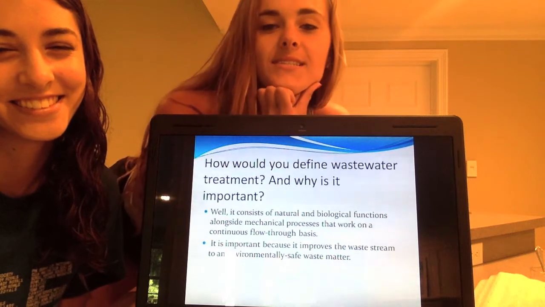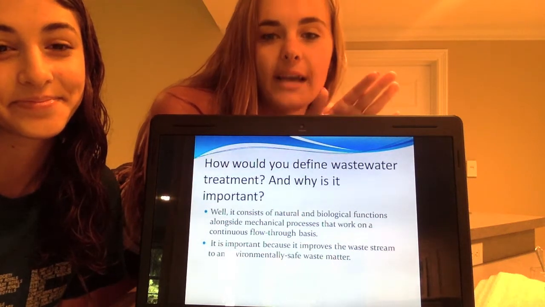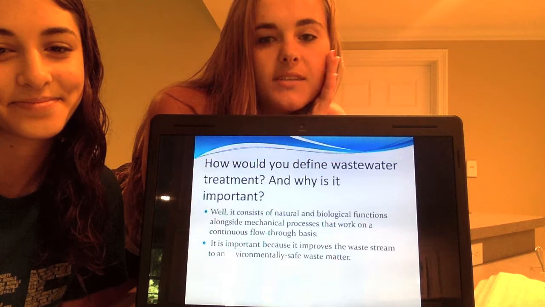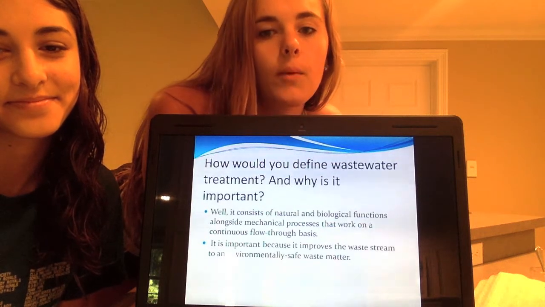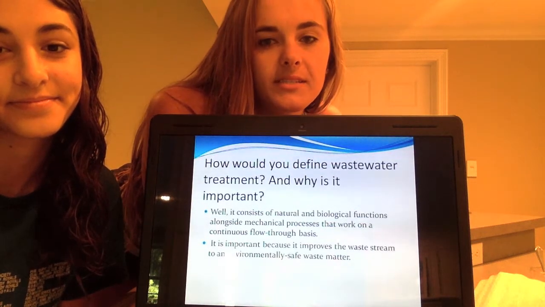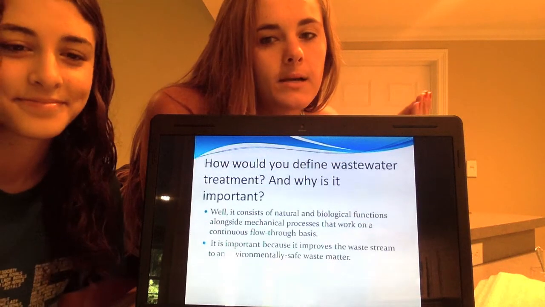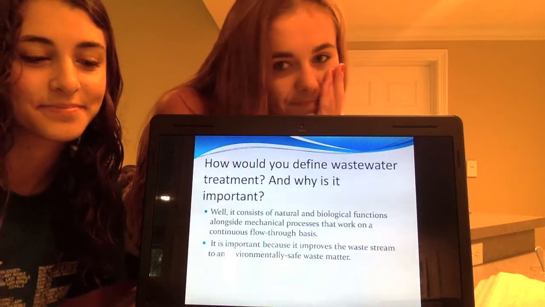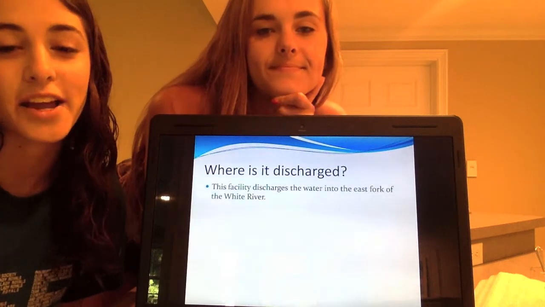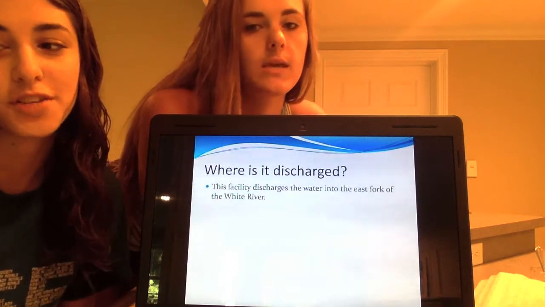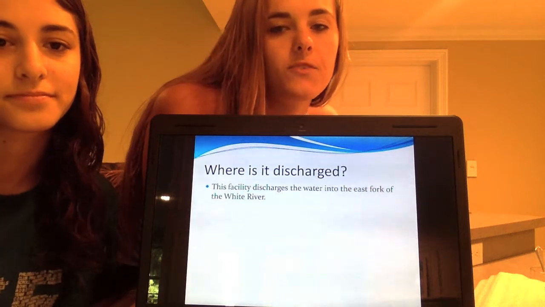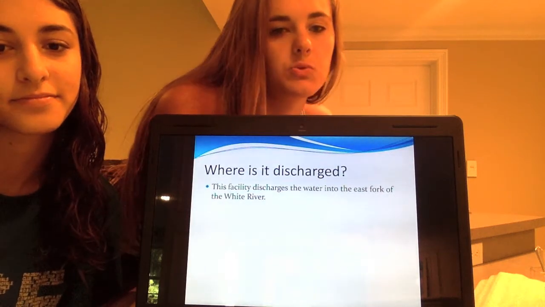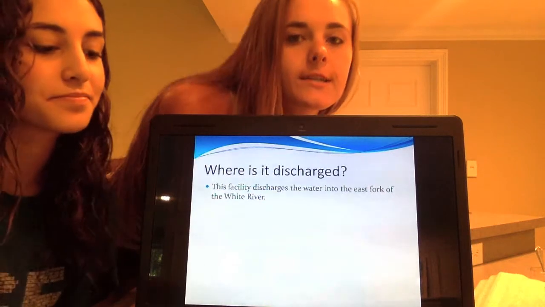She told us that it consists of natural and biological functions alongside mechanical processes that work on a continuous flow-through basis, and that it's important because it improves the waste stream to an environmentally safe waste matter. Our second question was, where is it discharged? She informed us that the facility discharges the water into the East Fork of the White River.